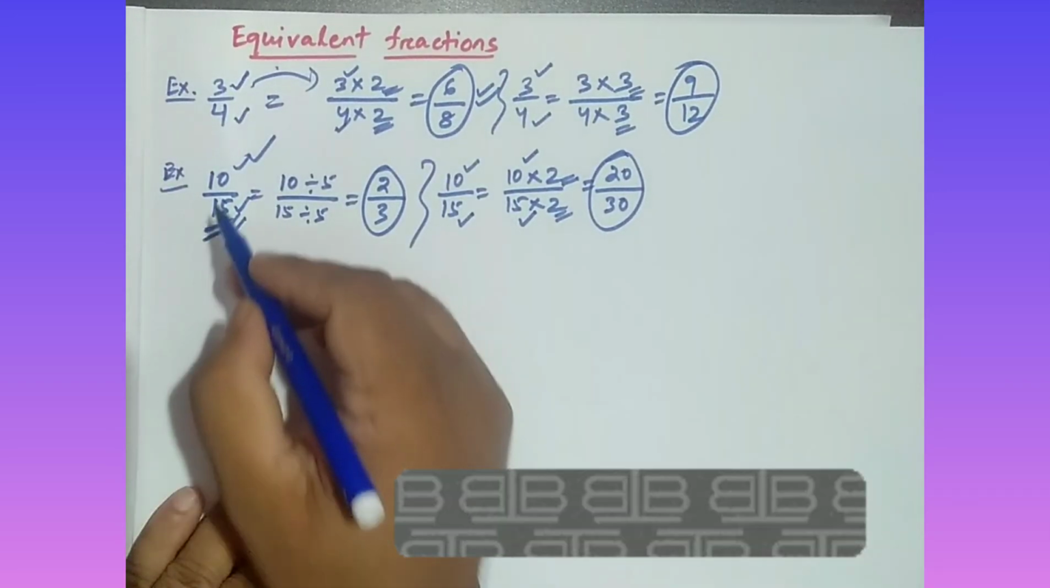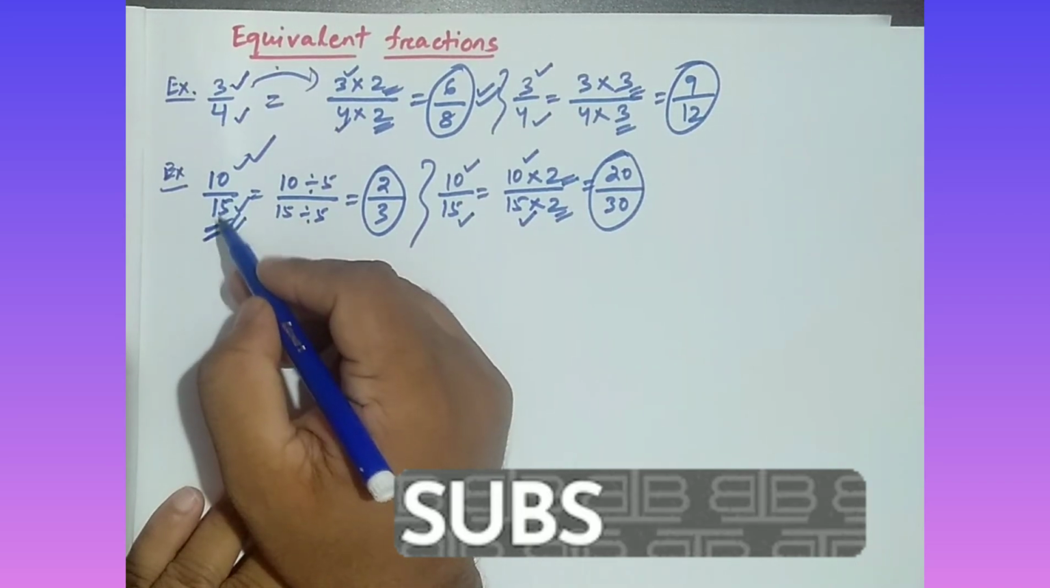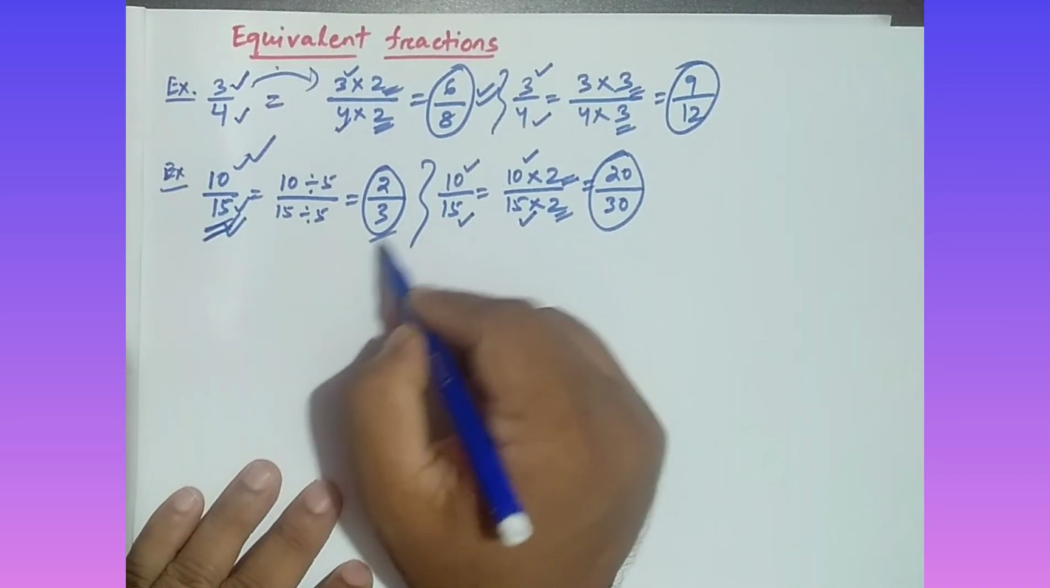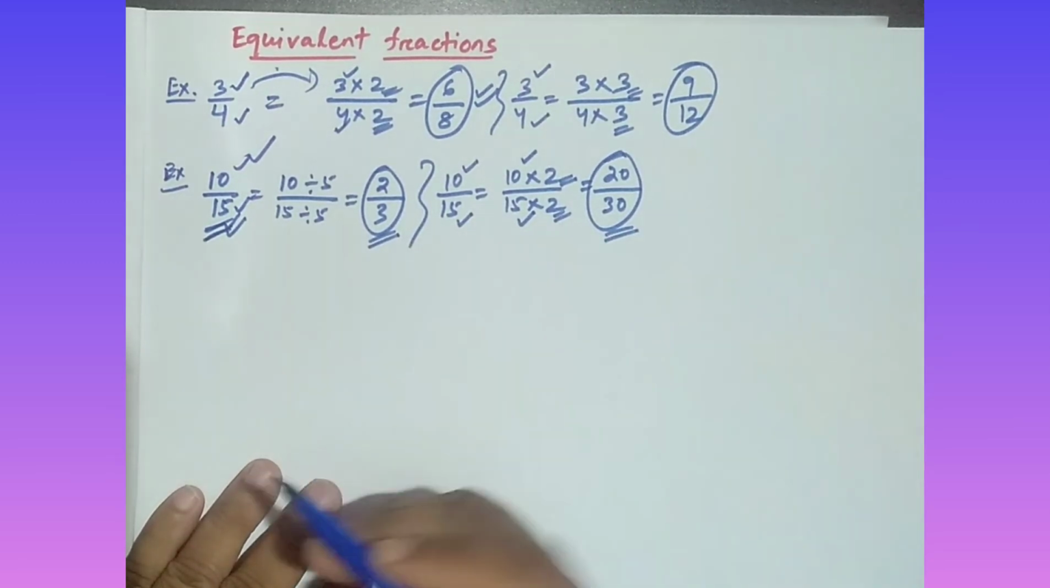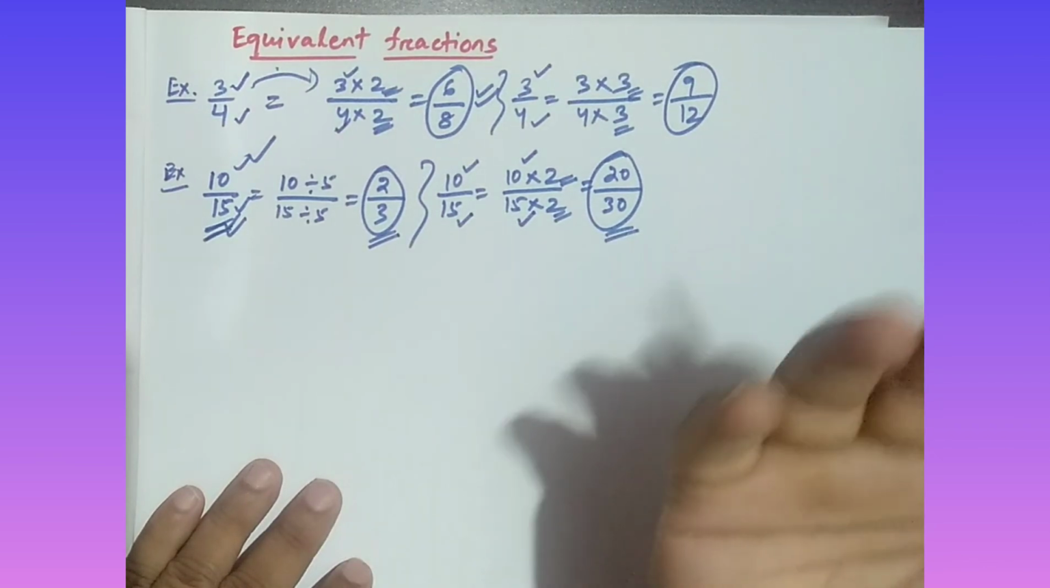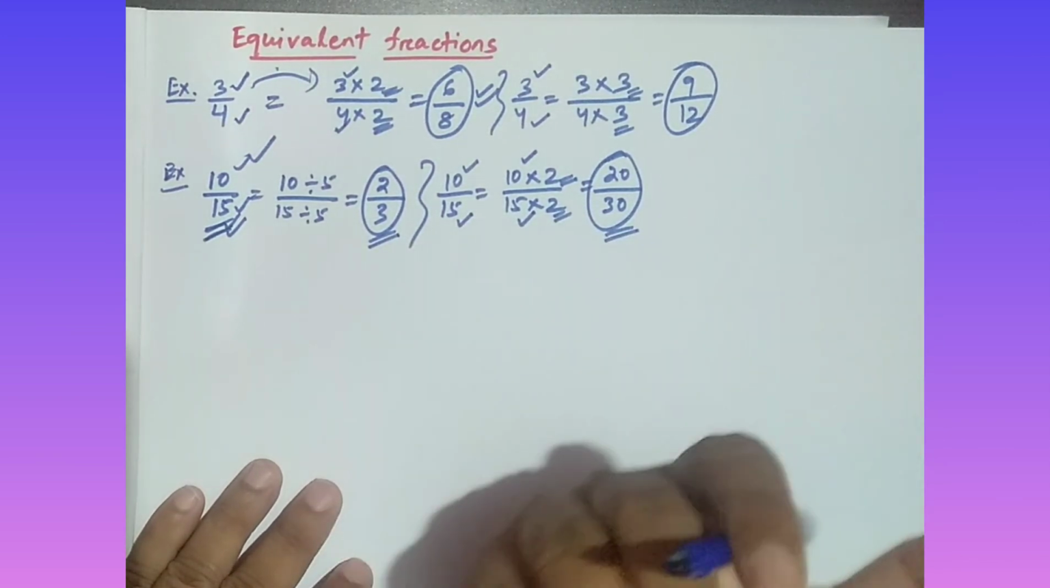ठीक है, तो यहाँ पे given fraction क्या दिया गया, 10 by 15. तो equivalent fraction answer क्या है, 2 by 3 as well as 20 by 30. So in this way, whatever fraction is given to you, simply you can easily find out equivalent fractions.